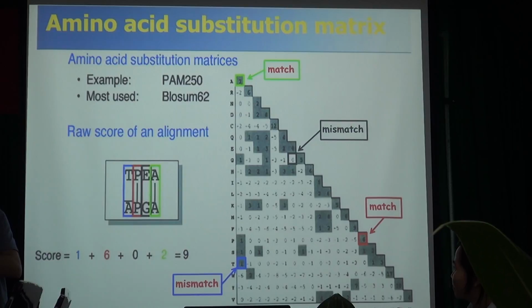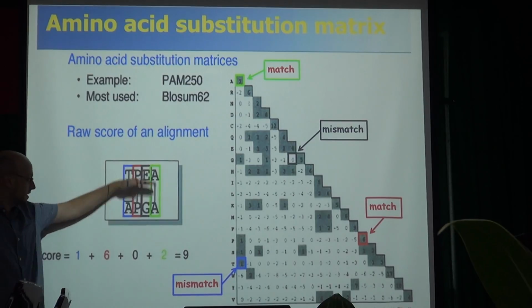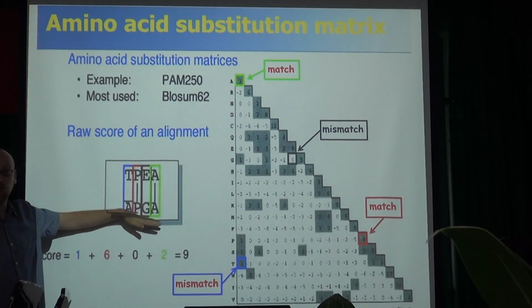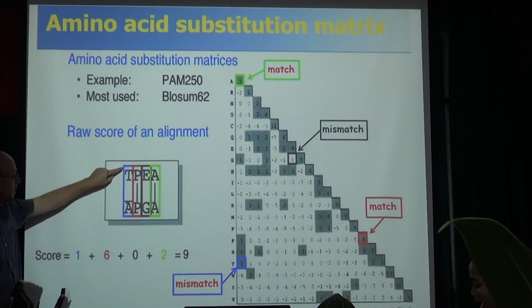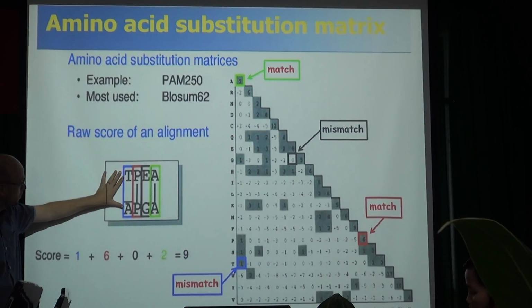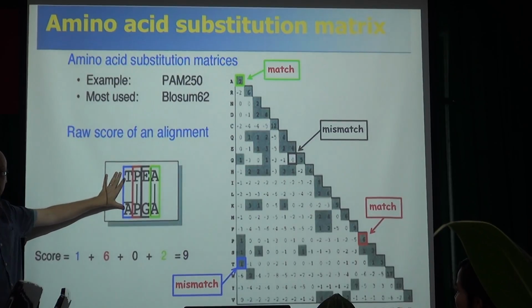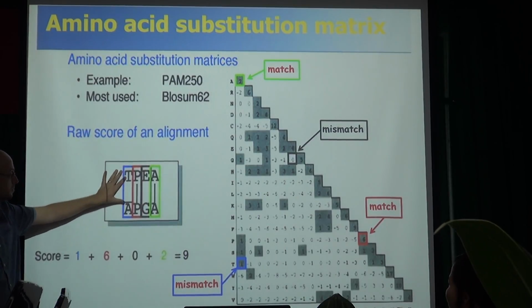So, imagine you're the computer and you did this alignment. You want to know how good this alignment is. You give it a number. You say, I have here a mismatch between T and A. Is this good? Is this bad? How much to score this mismatch?